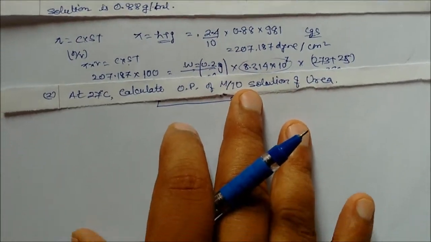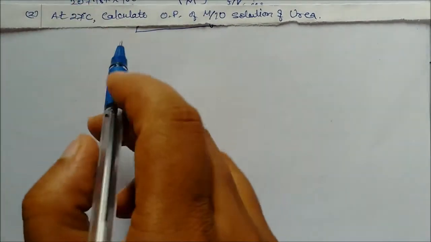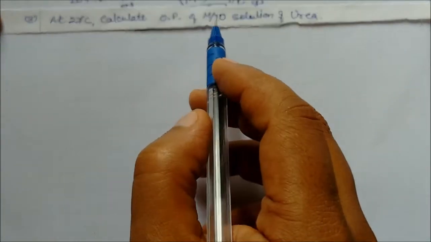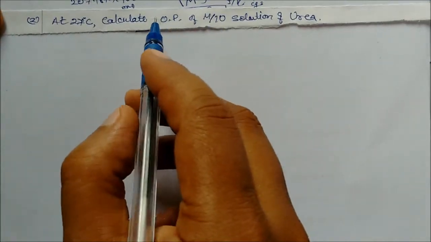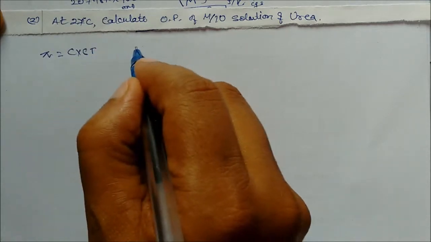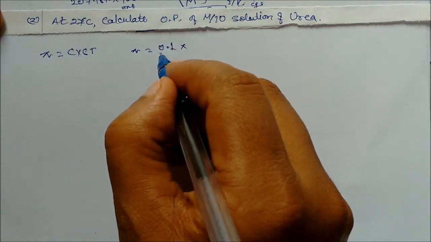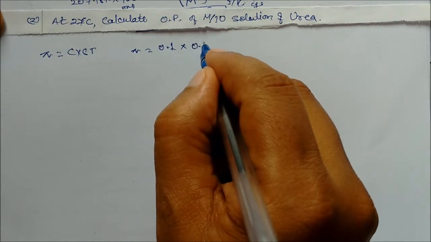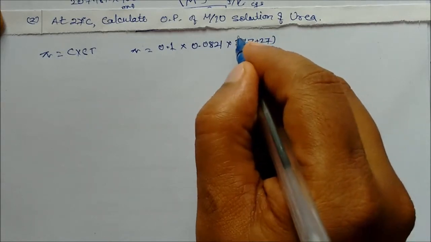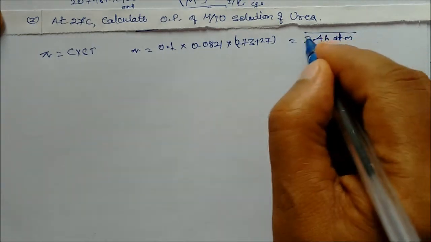Next question: at 27 degree centigrade, calculate the osmotic pressure of M by 10 solution of urea. Here the molarity, that is the concentration, is given, and the temperature is given, and you have to calculate pi. Very simple. The formula is pi equals C into S into T. C is M by 10, meaning 0.1 molarity, S is 0.0821, multiplied by the temperature, 273 plus 27, which is 300. The answer is 2.46 atmospheric pressure.